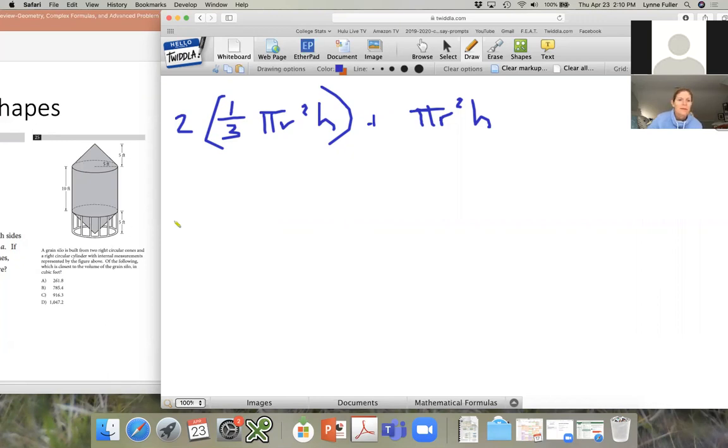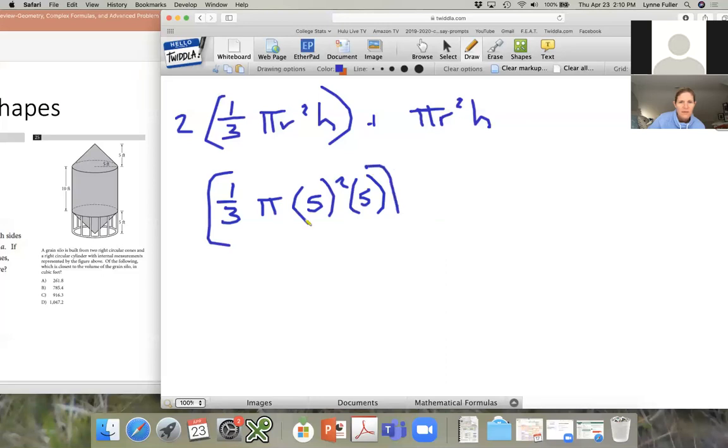So a grain silo is built to form 2 right circular cones and a right circular cylinder with internal measurements represented in the figure above. Which of the following is the volume? Most people will forget that there's 2 cones total, and they'll only give me 1, and we'll get a different answer than what is the answer here. And of course they list it. So that's really annoying of College Board, but that's how they try to trick you, right? And so we are not going to be tricked.